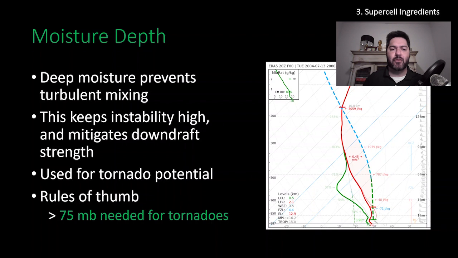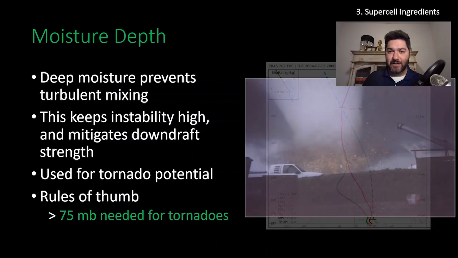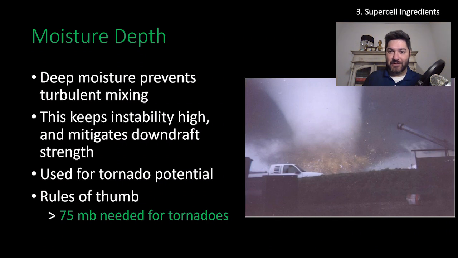So if you have higher moisture depth, this keeps instability high and mitigates downdraft strength. So a rule of thumb would be that you do need about 75 millibars of depth for tornadoes. And here is a forecast sounding from 2004 that shows kind of a minimum layer that you would want to see for tornadoes. And indeed, this particular sounding produced this tornado that hit in central Illinois, just an absolute beast, an F4 tornado. So it doesn't have to be super deep, but deep enough.